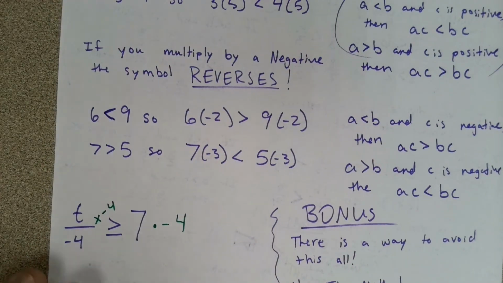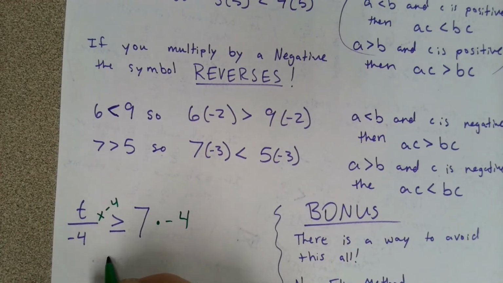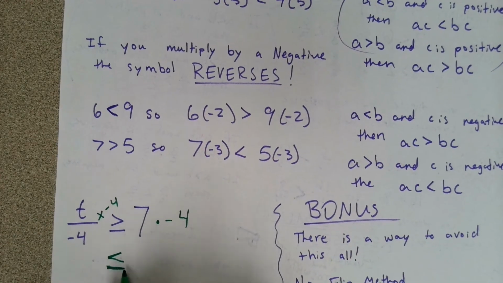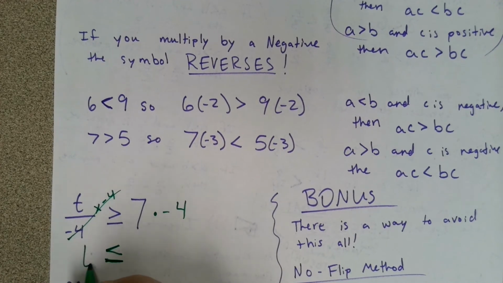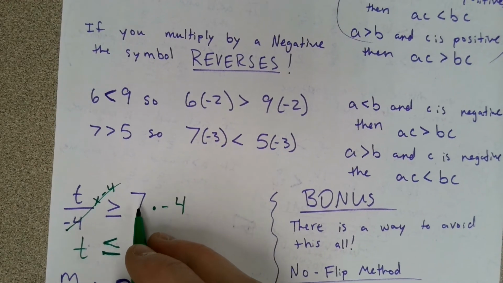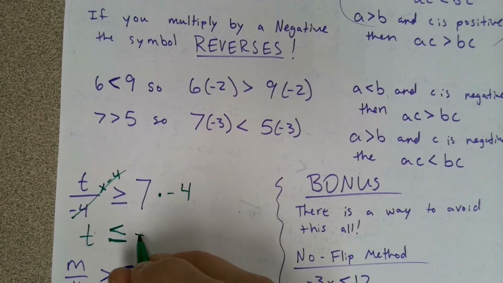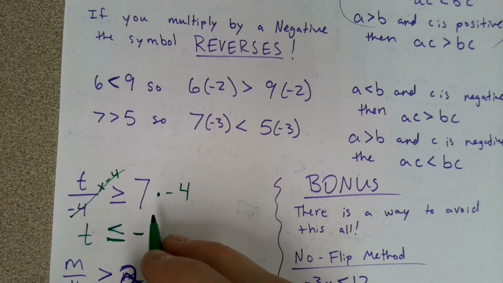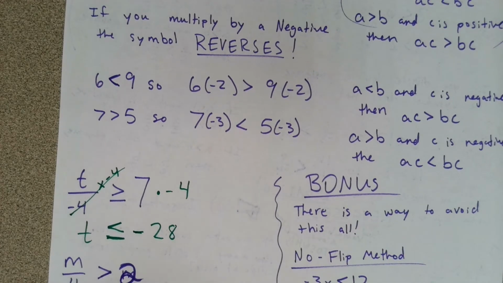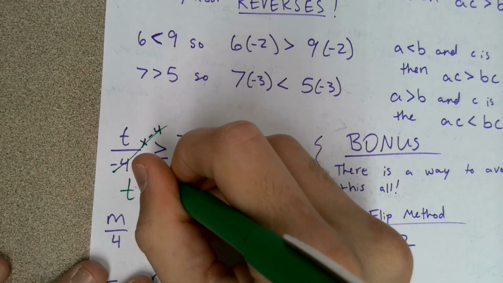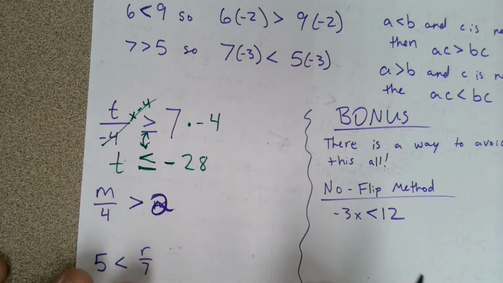We multiplied by a negative. Whenever we do that, we know our symbol reverses, so I'm going to change it right now. I flop that symbol. These are going to cancel out, leaving us with t on this side. Over here, we've got 7 times negative 4. I know that's going to be a negative number. I think about that in my head for a little bit here, and I know that should be negative 28. Notice that symbol flipped because we multiplied by a negative number.